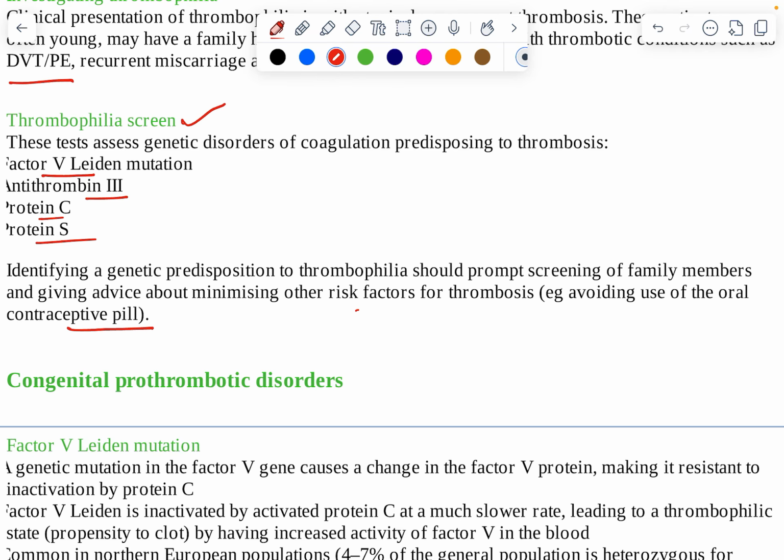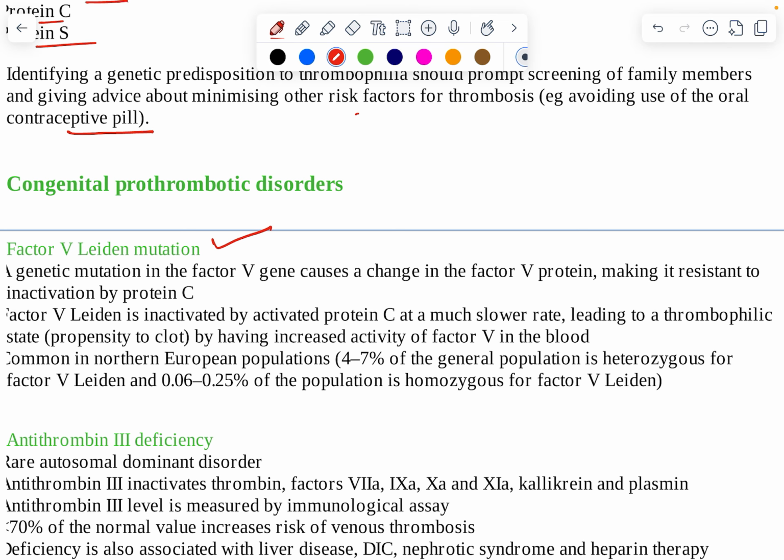Avoid use of oral contraceptive pills, which increase the risk of thrombosis. Congenital thrombotic disorder: factor 5 Leiden. A genetic mutation in the factor 5 gene causes a variant protein V, making it resistant to inactivation by protein C. Factor 5 is inactivated by protein C at a lower rate, leading to a thrombotic state by increasing factor 5 in the blood. Common in the northern European population.